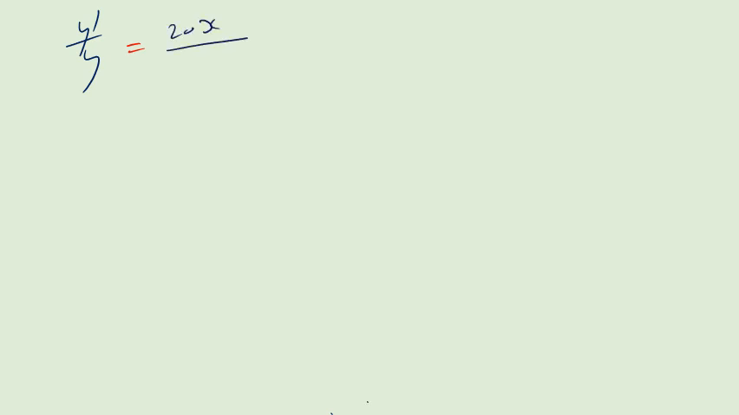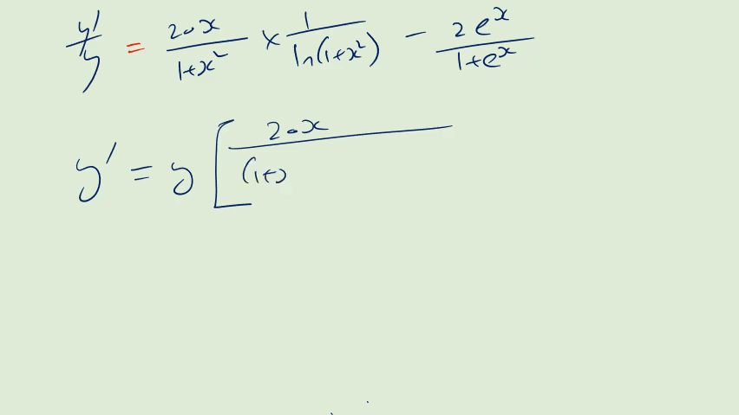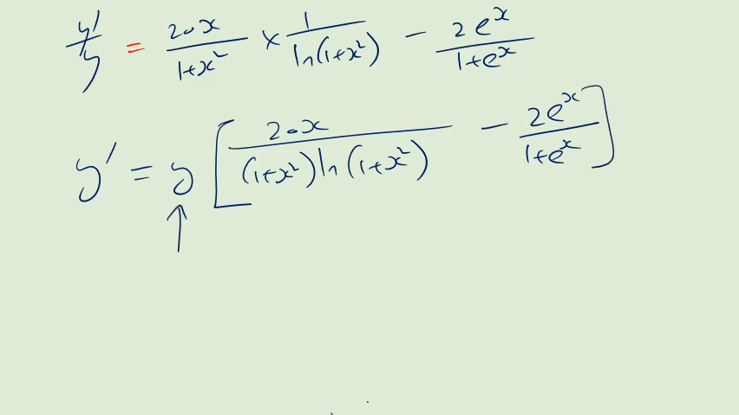So we had 20x all over 1 plus x squared multiplied by 1 over ln of 1 plus x squared, if you remember, minus 2e to the x all over 1 plus e to the x. And we can tidy this up as well. And so eventually y prime is y into 20x all over 1 plus x squared ln of 1 plus x squared, minus 2e to the x all over 1 plus e to the x. And you can always substitute the original function y in there to write everything explicitly as a function of x.